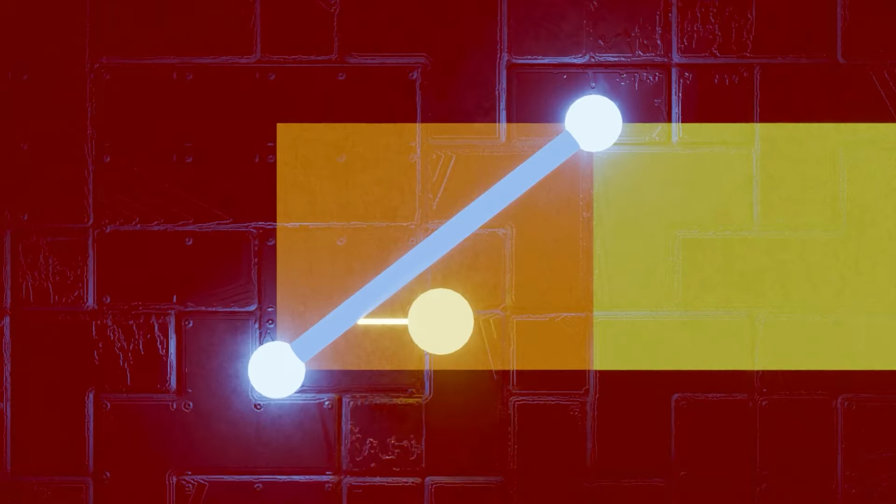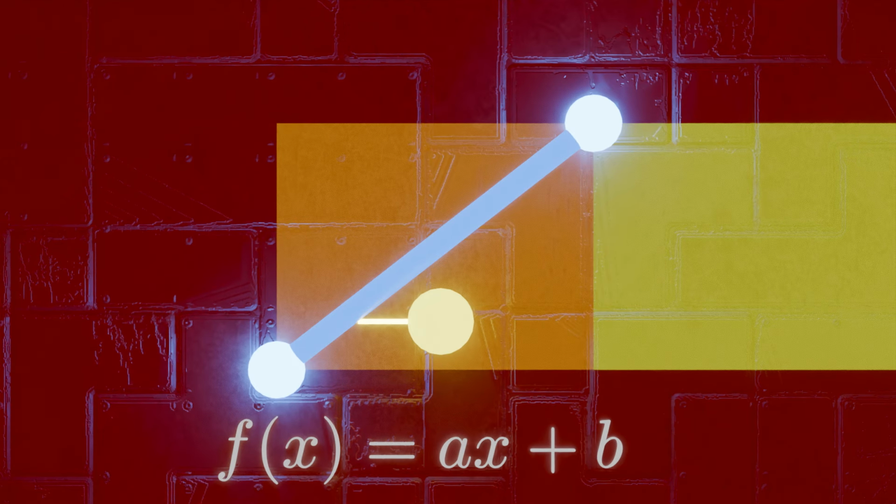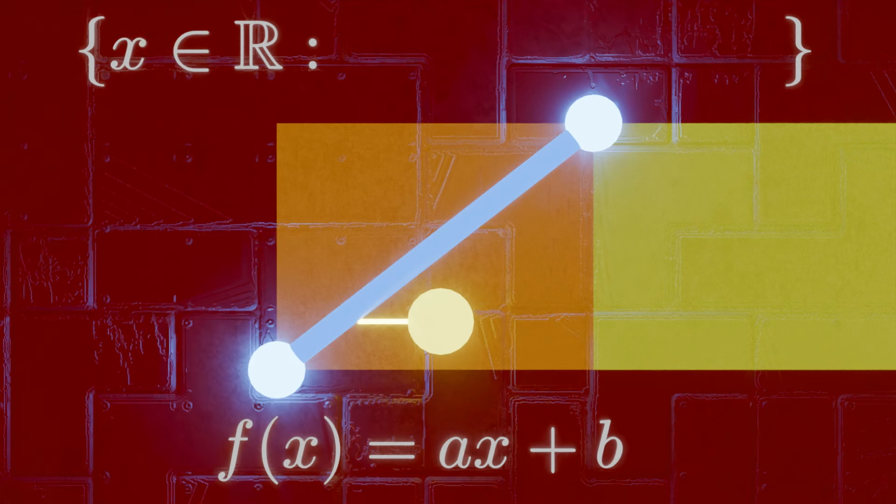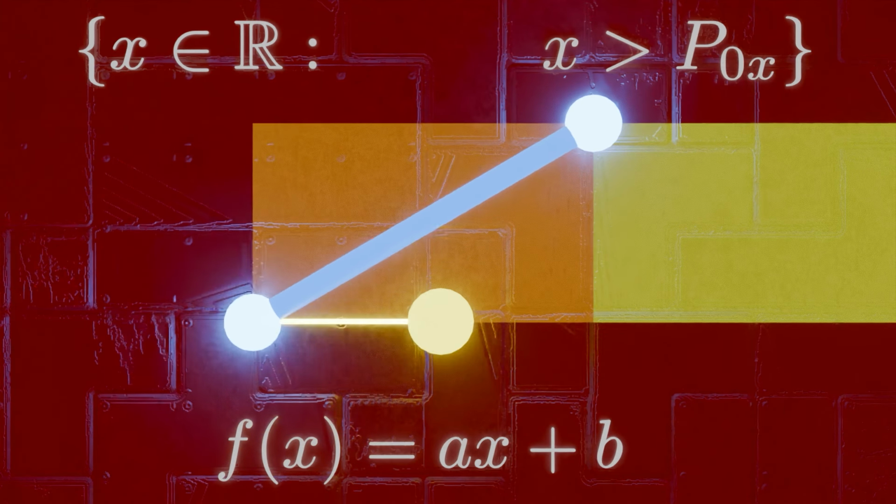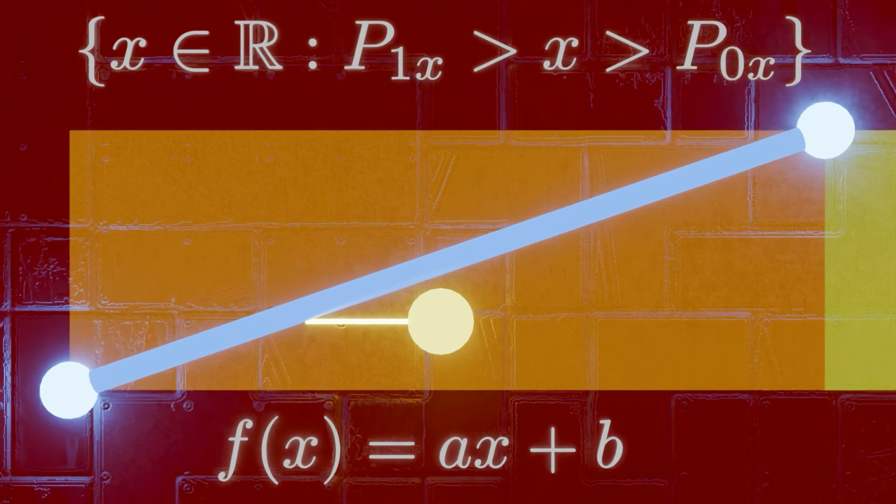First things first, let's formalize our line and define it as a function. A linear function, to be more exact, f of x is equal to ax plus b. So basically, right now we're effectively saying that our line is just a segment of a function, with the domain being from the x coordinate of the first point to the second point.